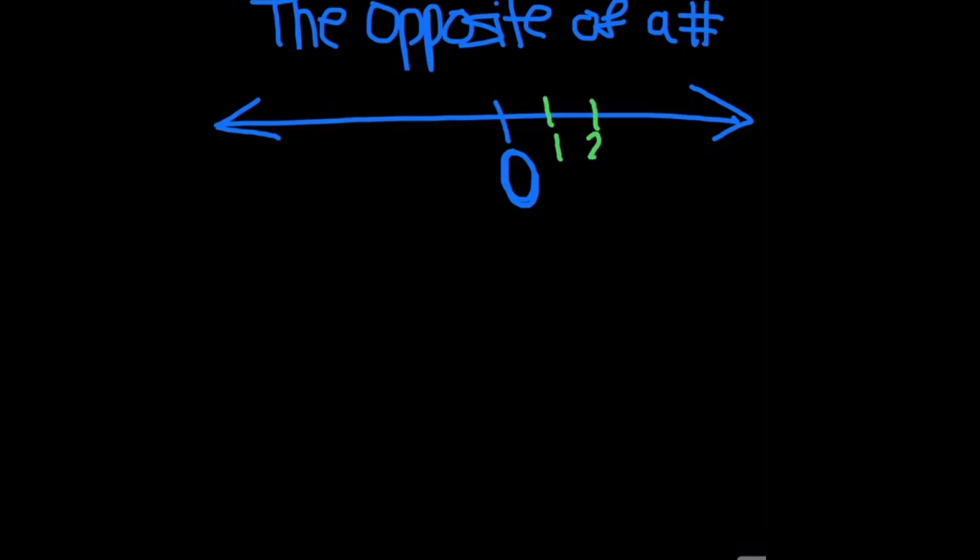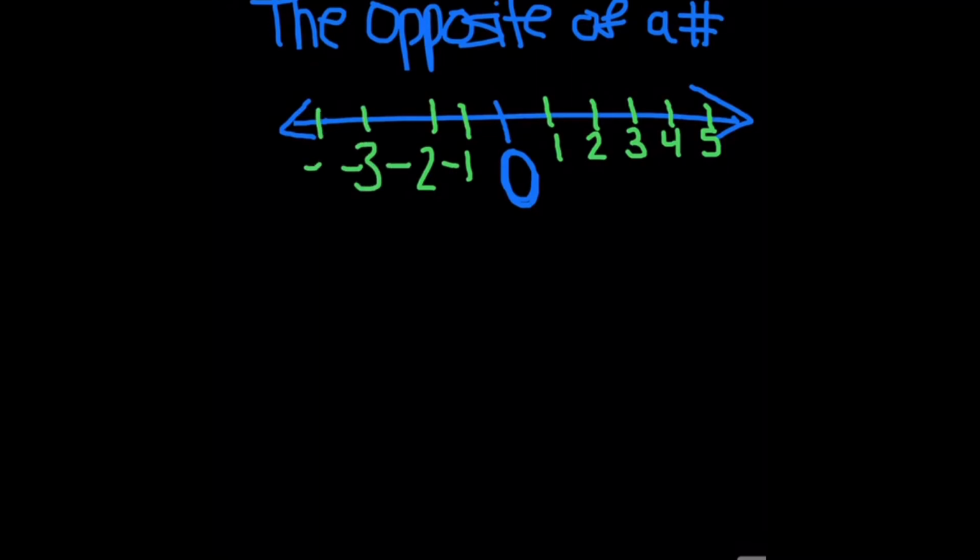So 1, 2, 3, 4, 5. I think this is a little uneven. And on the other side, we're going to have -1, -2, -3, and -4, and let's try to fit that -5 in here as well. So this is our number line.